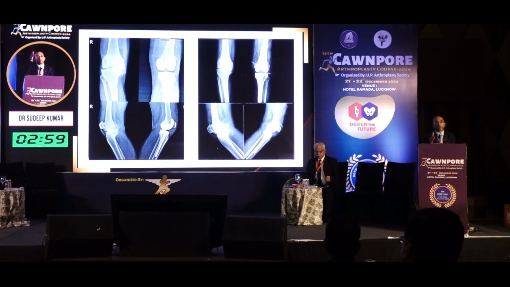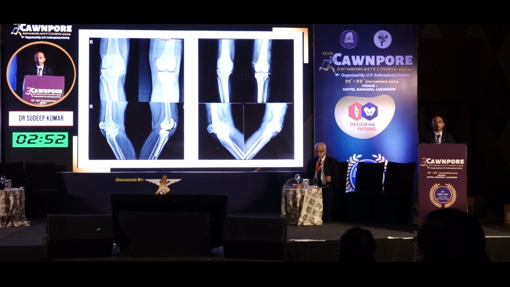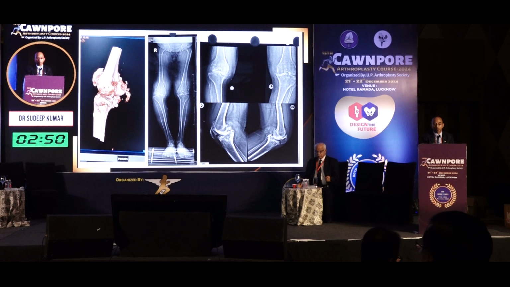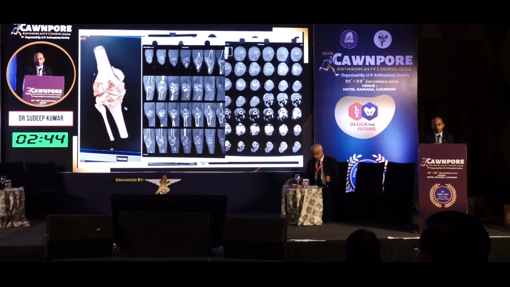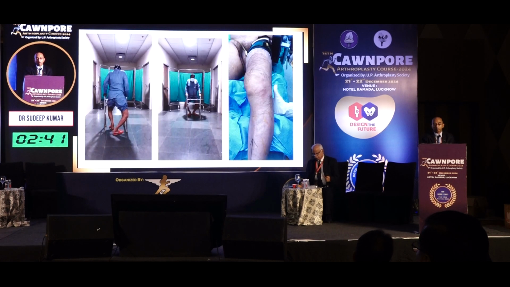If it is a vertical defect, you cannot use an augment. An augment also can be used only in 10 mm, 15 mm defects. And then the sitting of the augment is very important. But for defects like this, which are central and posterior, a CT is not mandatory, but you can see that the defect is central and posterior.